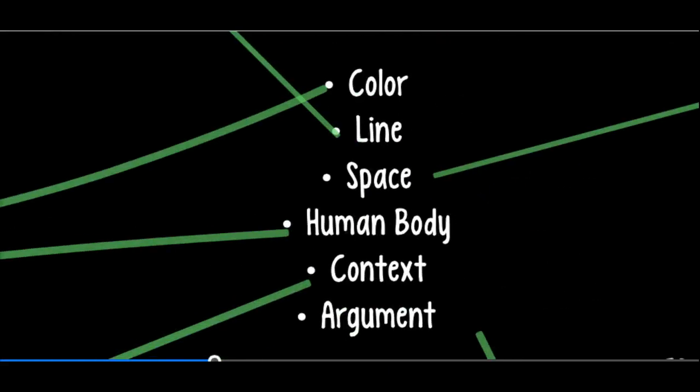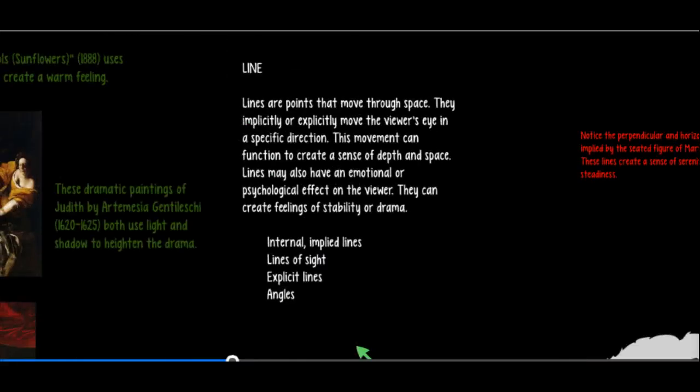Now we move on to line. Lines are points that move through space. They implicitly or explicitly move the viewer's eye in a specific direction. This movement can function to create a sense of depth and space. Lines may also have an emotional or psychological effect on the viewer. They can create a feeling of stability or a feeling of drama.